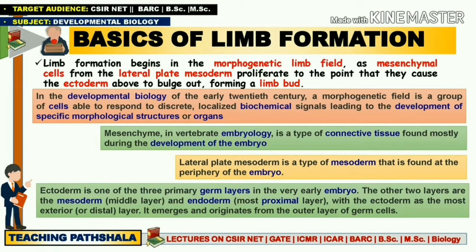Now we are going to start with the basics of limb formation. The limb formation begins in the morphogenetic limb field as mesenchymal cells from the lateral plate mesoderm, which proliferate to the point that they cause the ectoderm above to bulge out and form a limb bud.